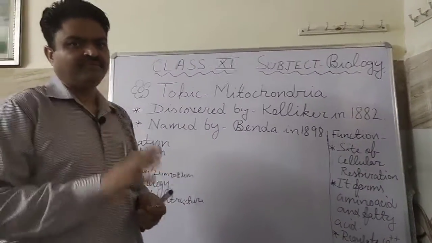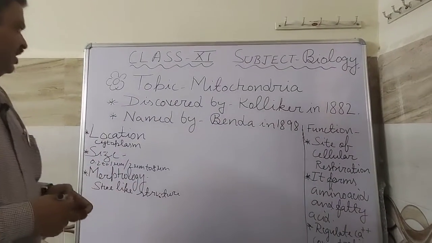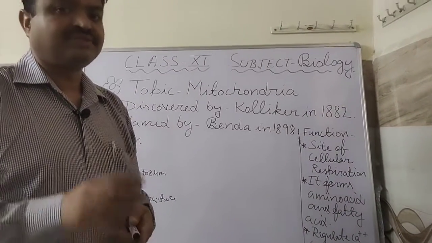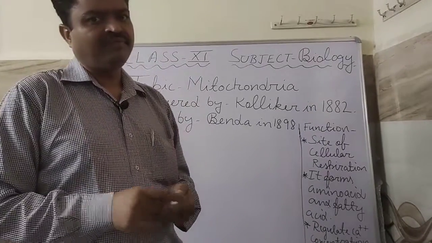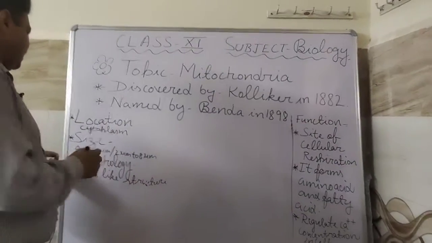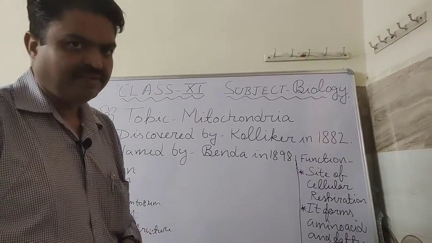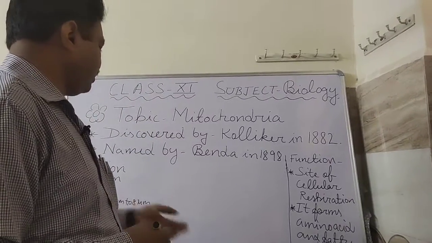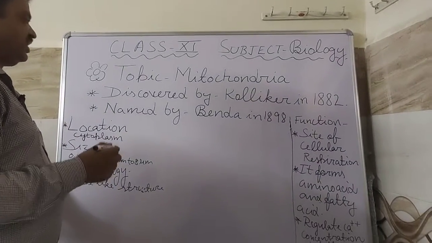Benda gave the name mitochondria to this special structure, and mitochondria are found in all eukaryotic cells, in the cytoplasm. They have a very microscopic structure. Their breadth is 0.2 micrometer to 1 micrometer, and their length is 2 micrometer to 8 micrometer. They have a shoe-like structure, student.